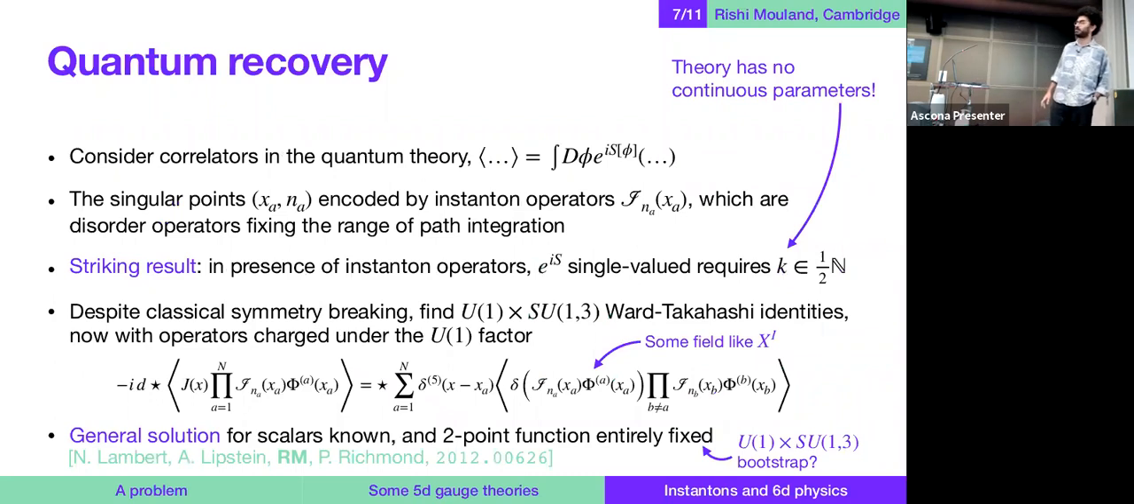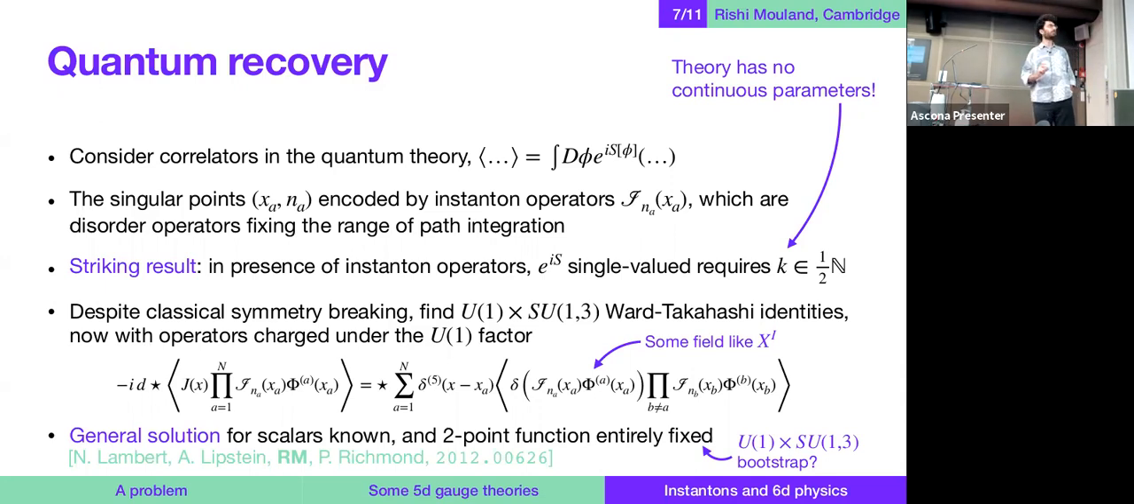Now I want to compute some correlators in the quantum theory. These insertion points where I've got this non-trivial instanton number measured around them are encoded in the quantum theory in a way they have been for a little while now, and this is with instanton operators. These are generalizations of, or similar to, monopole operators in 3-dimensional gauge theories. And the point is that I whack one of these in my path integral, and it tells me what my boundary conditions near this point are.